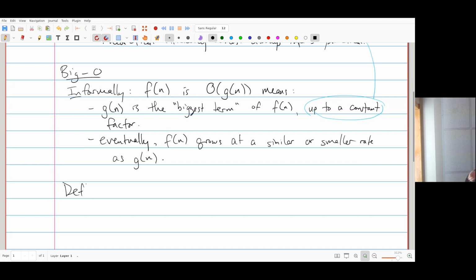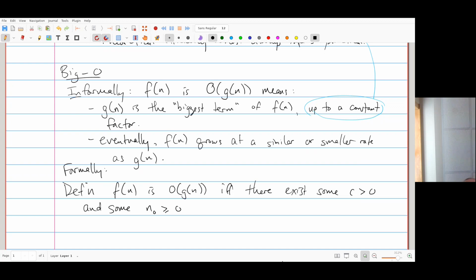All right. So let's see a formal definition. So we'll say f of n is big O of g of n if and only if there exists some constant c greater than 0. So this is the part where we don't care if it's a half or 2 or whatever. That's what the c is going to be. And some n0, and this is the eventually part. And we'll see that in a second. Let me just finish writing this, and then we'll talk about the different pieces of it. Such that for all n greater than or equal to n0, f of n is less than or equal to c times g of n.